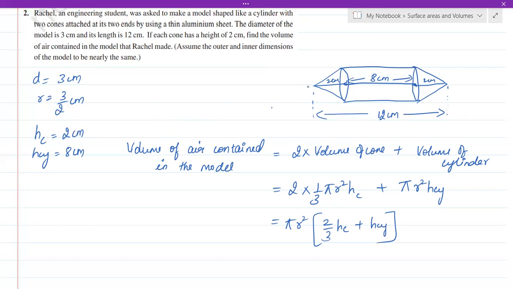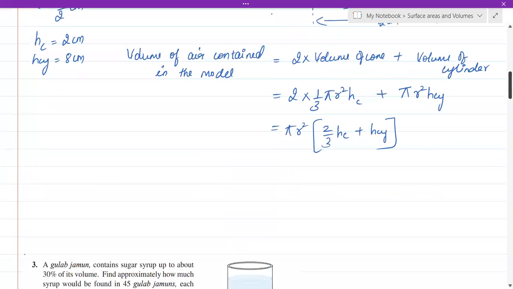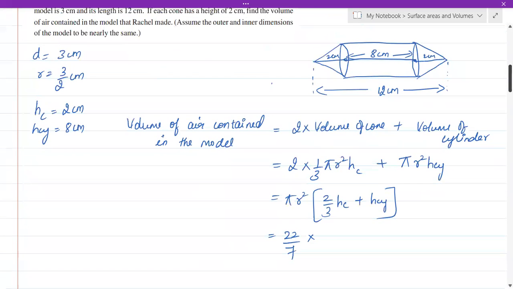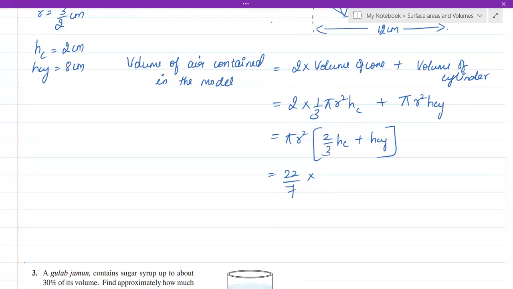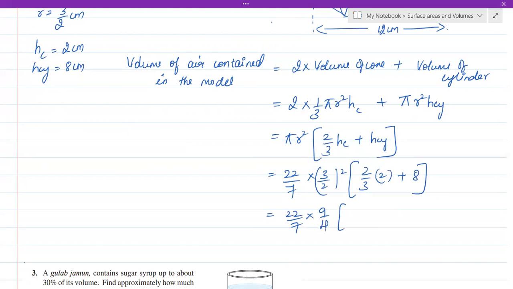Okay, and the next step, let's substitute the values. What is the value of pi? The value of pi is 22/7. And what is the value of radius? The radius is 3/2, if I'm not wrong. Yes, 3/2 whole square, times 2/3. Height of the cone is 2 plus height of the cylinder is 8. Okay, so 22/7 into 3/2 the whole square is 9/4. This becomes 4/3 plus 8.